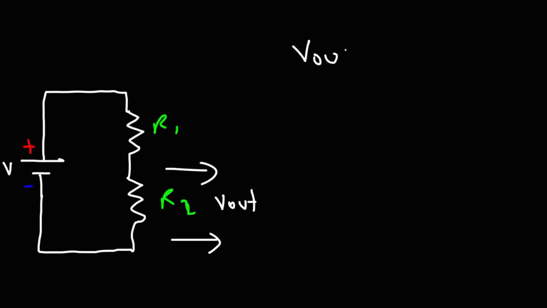And let me give you the formula associated with this type of circuit. Let's call these R1 and R2, and let's call the voltage of the battery V. We're going to say the voltage across R2 is the output voltage. The output voltage is going to equal the input voltage times R2 divided by R1 plus R2.